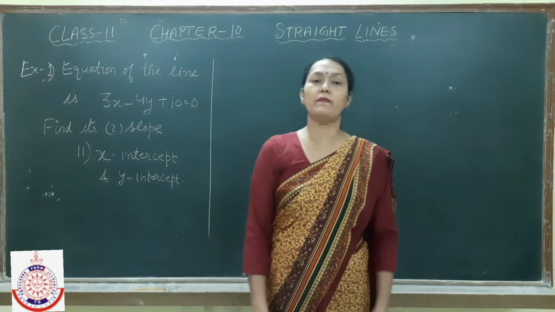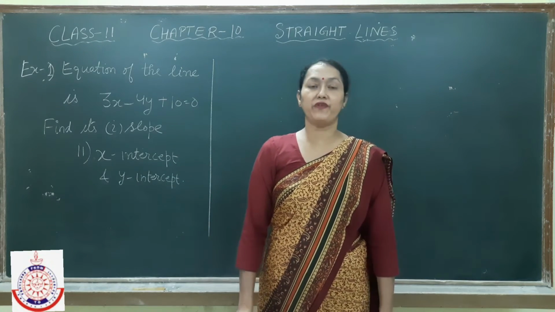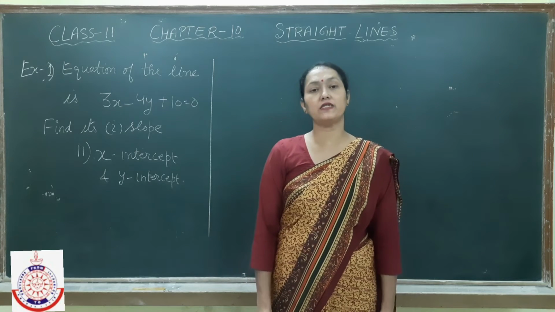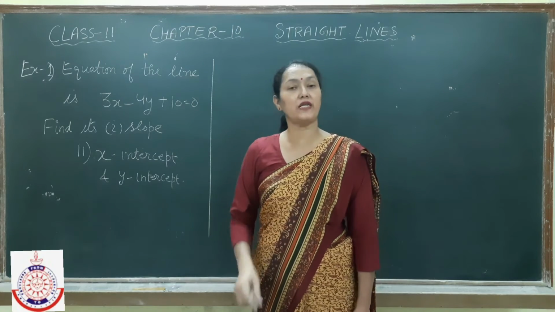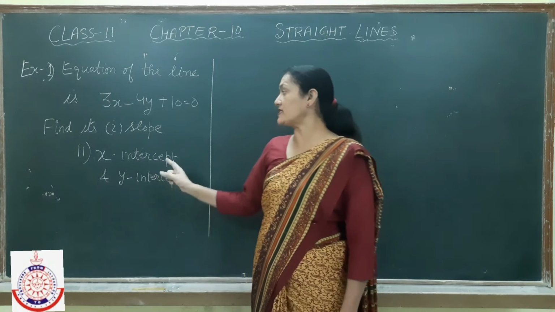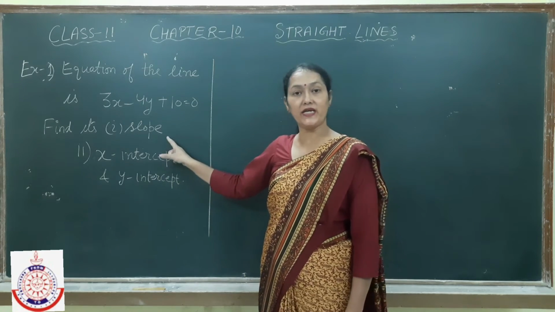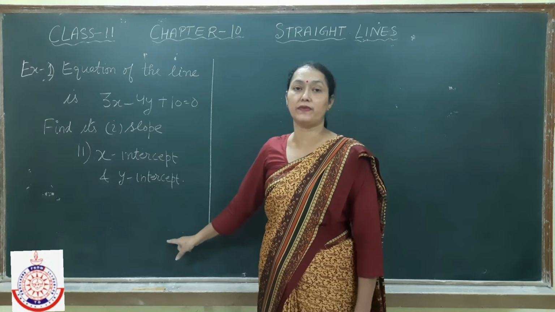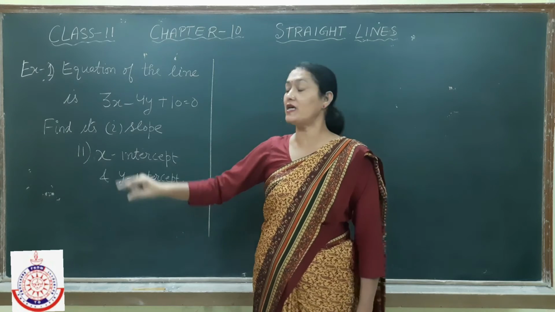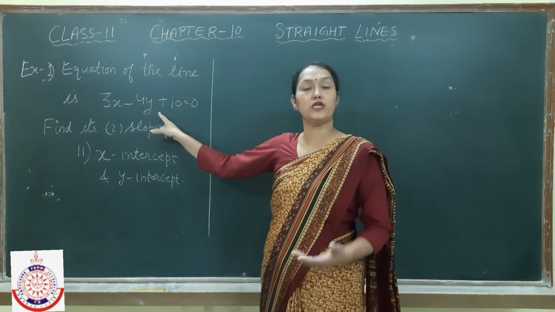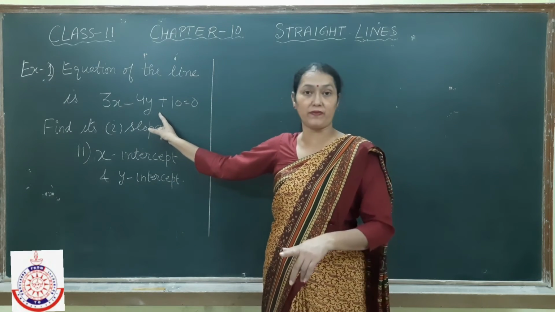Now let us do some examples based on these formulas. First example I have taken, where they have given us a general equation of the line, that is 3x minus 4y plus 10 equals to 0. They are asking us to find slope as well as x-intercept and y-intercept. First case, when they are saying to find slope, that means we will have to convert general equation into slope-intercept form.